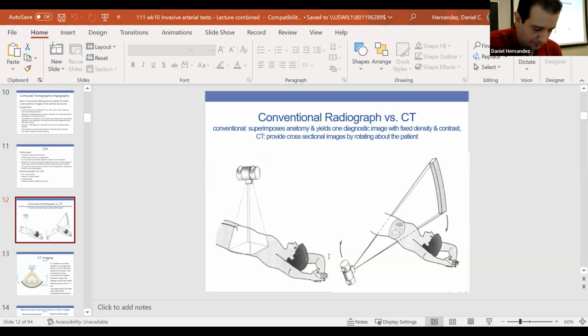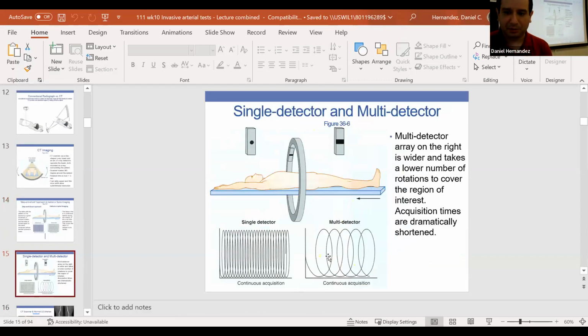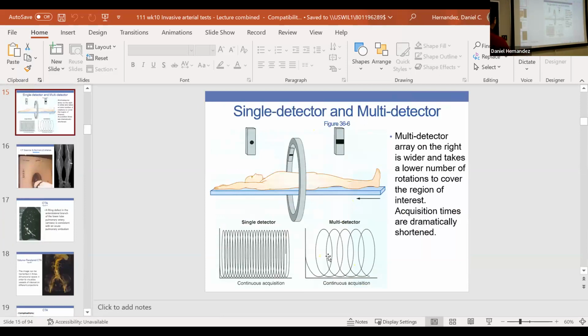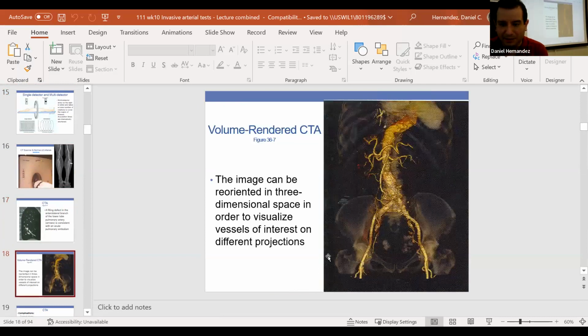If a vessel is completely blocked or occluded and no contrast gets through into that segment, the vessel will be considered non-opacified, or there'll be non-opacification of that vessel.